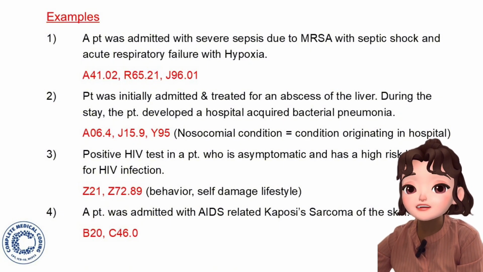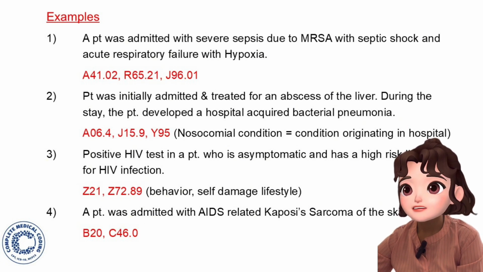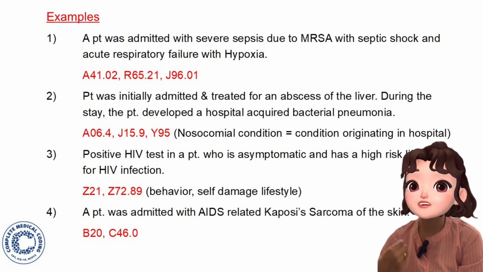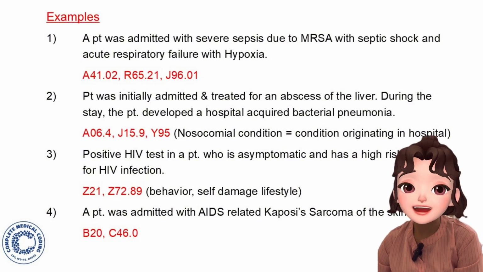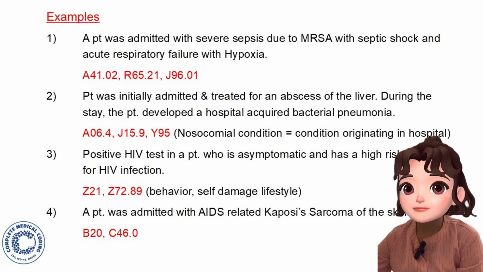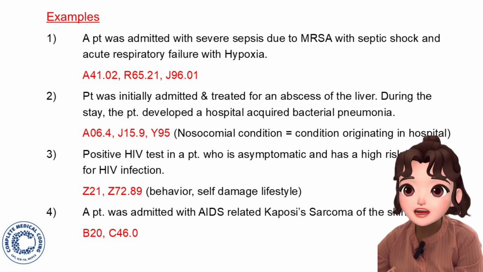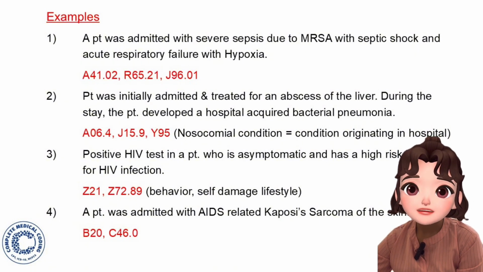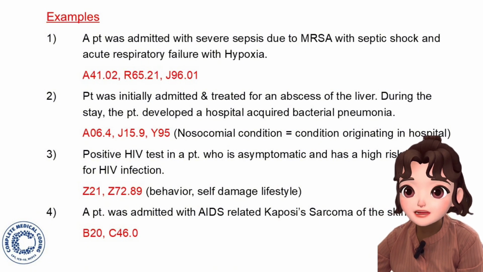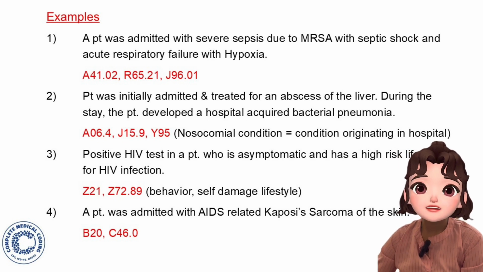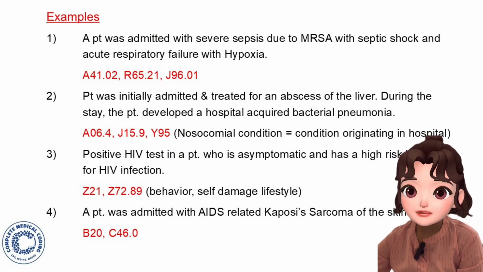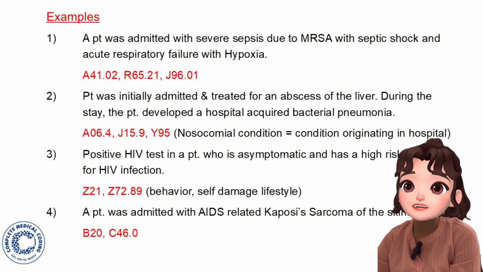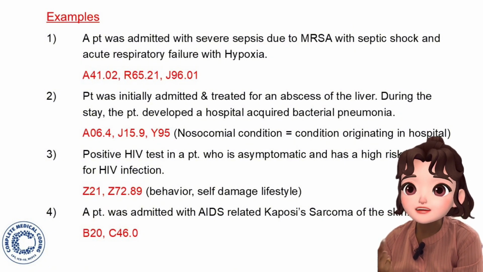If the condition is originating in hospital, you have to code Y95. Y95 means, that is why it is mentioned in the bracket for you to understand, nosocomial condition. It means it's a condition which is developed in the hospital, a condition originating during the patient stay in the hospital. So that also you have to mark. Okay. So that's how the sequencing is.